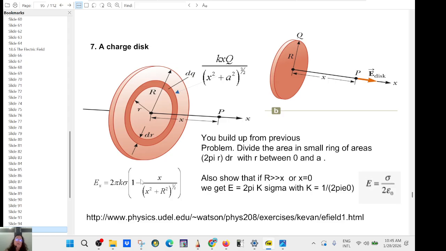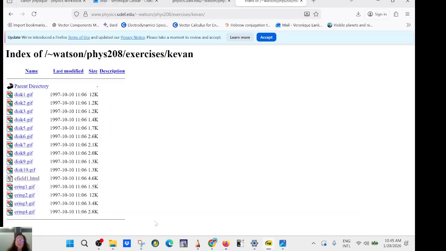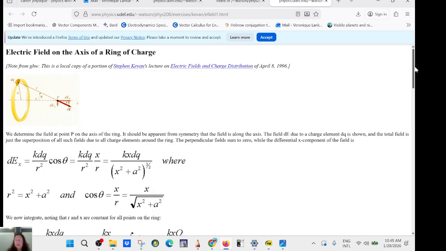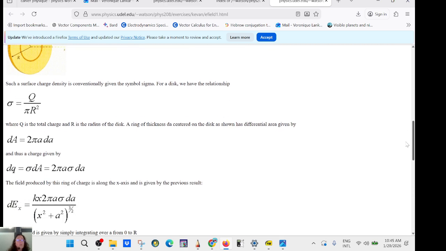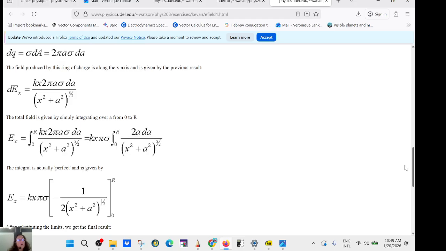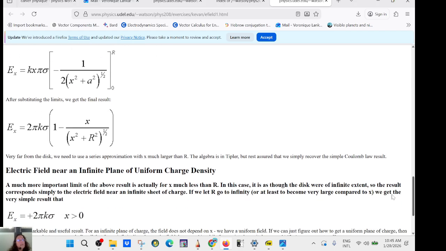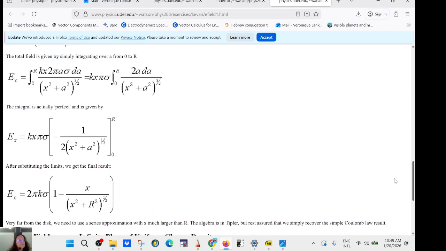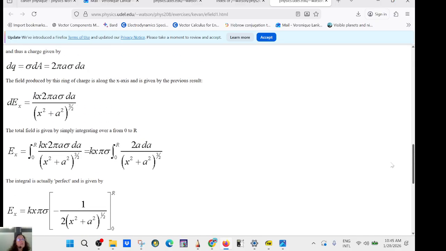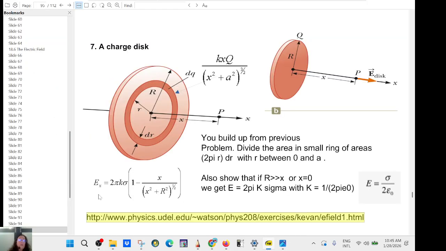Anyway, we're going to take the limit first. But first, I just want to show you how to do the math quickly. You can do that on your own. Again, it's an integral, and they show you how to do it. You take the ring equation, and then you keep adding up by taking the integral. So I'm not going to do the math. I'm sure it's done in your book.